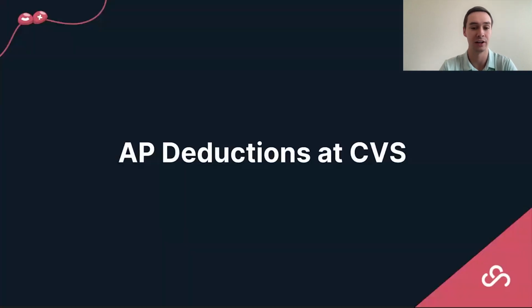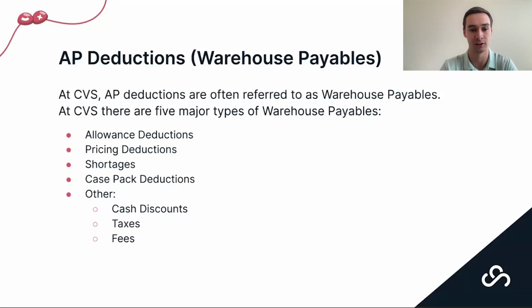So here's a nice segue into AP deductions at CVS. We'll take a look. Like we've been saying, AP deductions and warehouse payables are the same thing, just different terminology. The 5 major types, which I briefly mentioned, are allowances, pricing deductions, shortages, and case pack deductions.